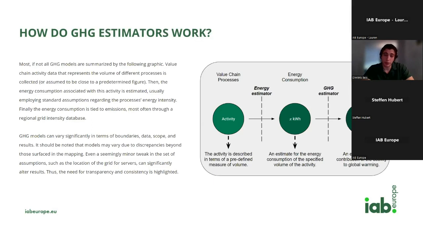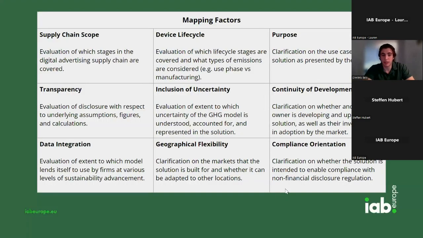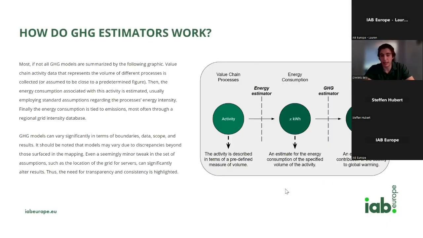And then finally, we have a carbon equivalent that is obtained through some kind of greenhouse gas estimator, whether that be a database that describes power grid intensities, or whether that be first-party data provided in corporate emissions reports. So essentially, throughout this entire mapping, we are addressing a similar kind of tool when we're looking at greenhouse gas models. That enables us to understand where exactly variations may enter this analysis. Even a minor tweak to the set of assumptions, such as the location of the grid for its servers, can significantly alter the final results.